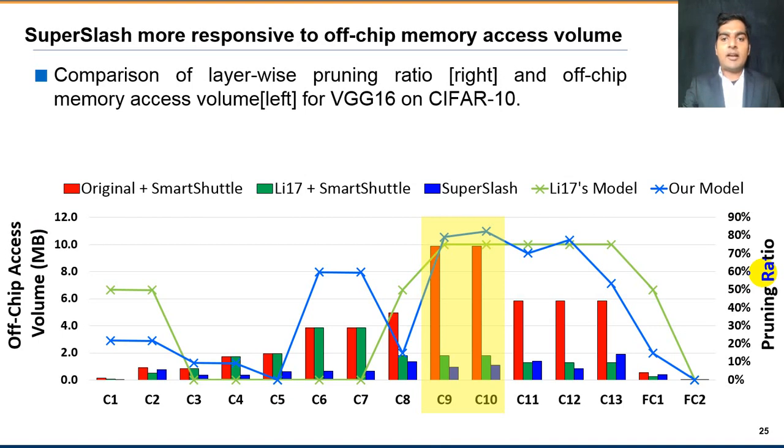Therefore, SuperSlash tries to remove more parameters in these layers, whereas Lee applies the same pruning ratio to all the layers from layer 9 to layer 13. Similarly, layer 6 and layer 7, Lee does not prune these layers at all. On the other hand, our model is pruning each layer as guided by their off-chip access volume. Therefore, SuperSlash prunes the layers in proportion to the off-chip memory access volume.